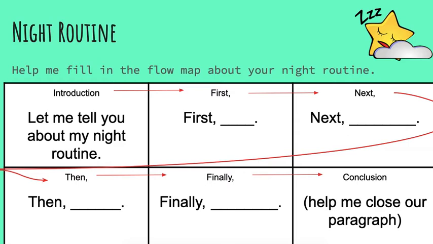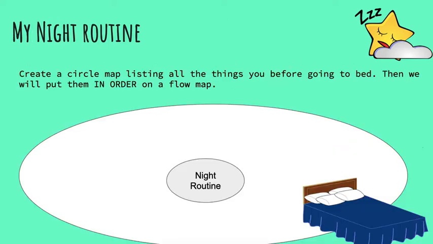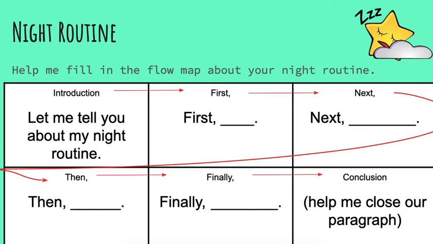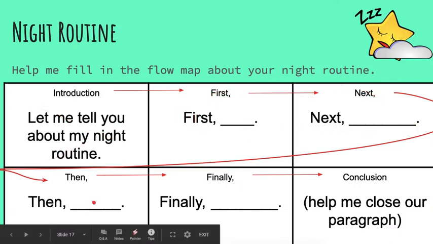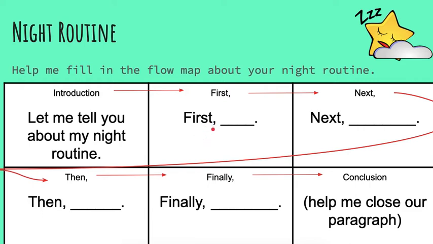Now that is a good sentence. That would work. But remember, I always want you to extend or stretch out your sentence and maybe even use adjectives. So you can say, first, I brush my teeth with my blue toothbrush. So always stretch out those sentences. Look back at your circle map so that you can know what you're going to write for first, for next, for then, and for finally. Remember, always use a comma after the transition word, finger spaces, and a period.